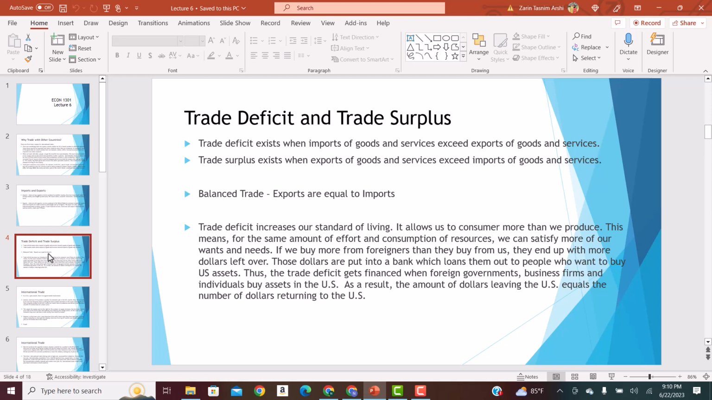So trade deficit gets financed when foreign government, business firms, and individuals buy assets in the US, right? So we might have a trade deficit, but when foreign government and foreign businesses make investments in the US, the money is coming back to the US. As a result, the amount of dollars leaving the US equals the number of dollars returning to the US. So trade deficit is kind of a good thing.